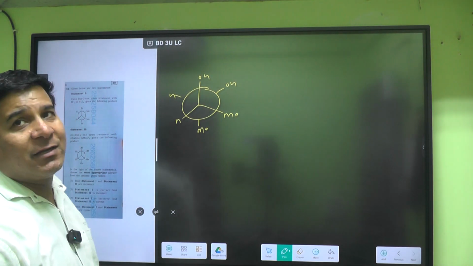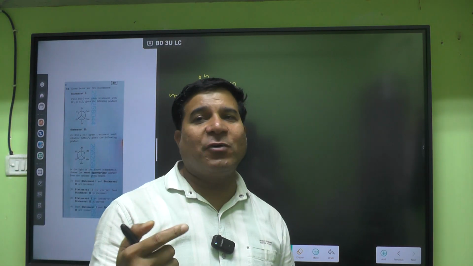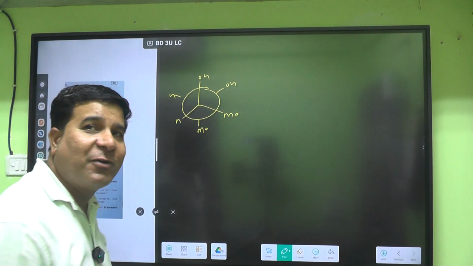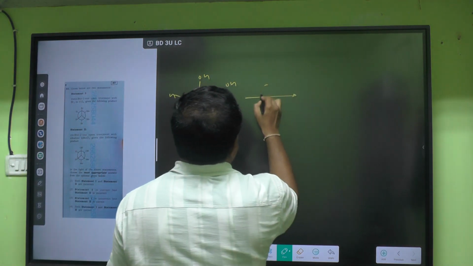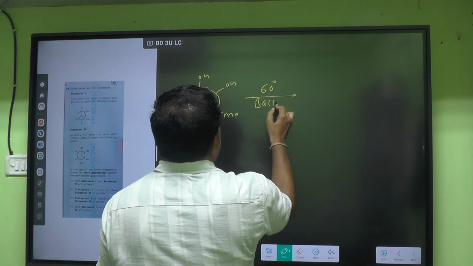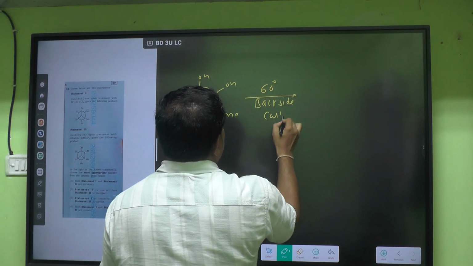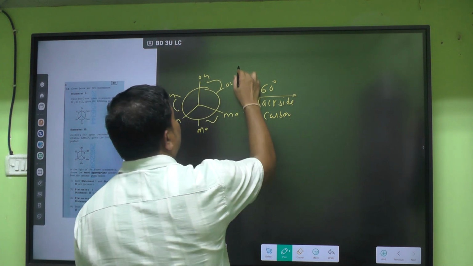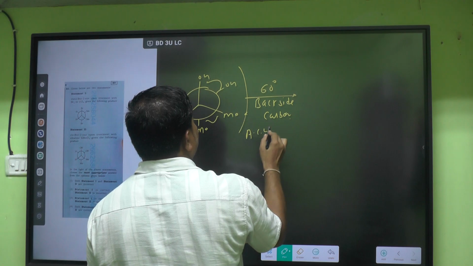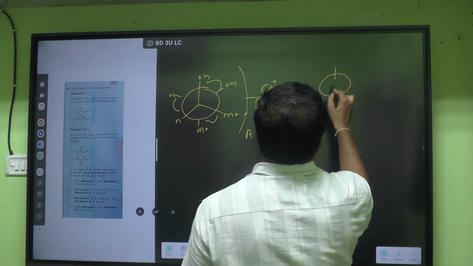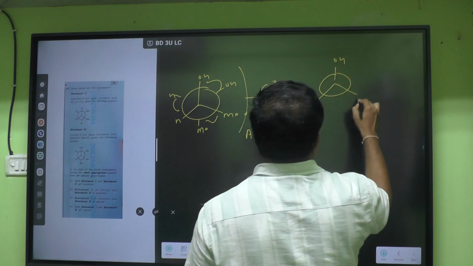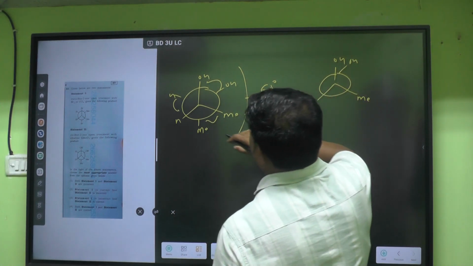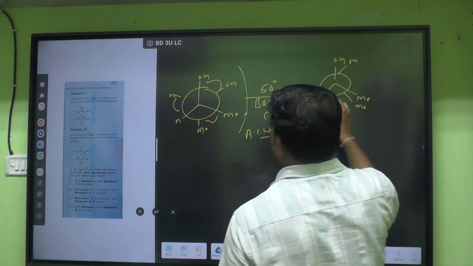Remember, at what angle do we rotate so that OH is behind OH, methyl behind methyl, and hydrogen behind hydrogen? The backside carbon is rotated by 60 degrees, anti-clockwise. So now what is here? It becomes OH, methyl and hydrogen. Now OH is behind OH, methyl is behind methyl, and hydrogen is behind hydrogen.